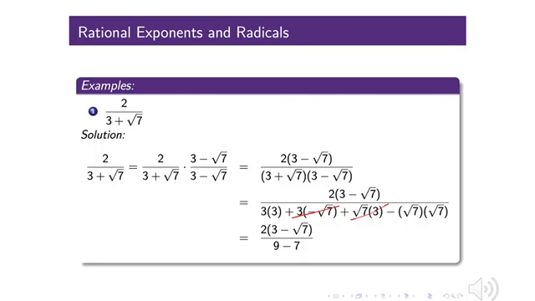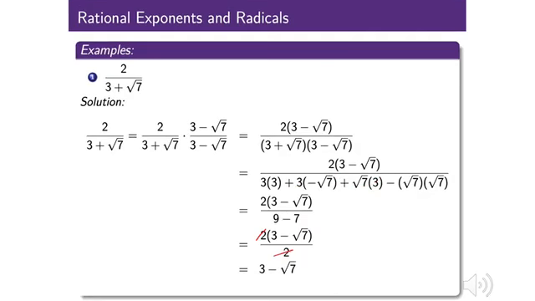Next step, we simplify the expression by adding the product of each term in the denominator. Then we obtain 2 times the quantity 3 minus the square root of 7 in the numerator, and we have 9 minus 7 in the denominator. Since 9 minus 7 is just 2, we cancel out 2 both in the numerator and denominator. So we get 3 minus the square root of 7.